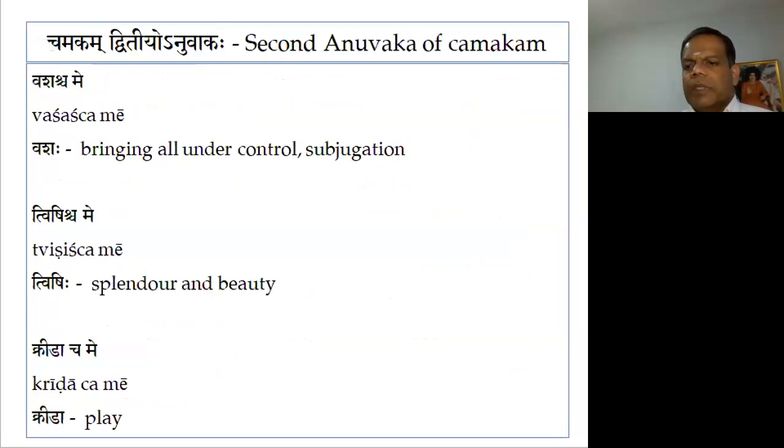Okay, let's look at the next mantra. Vashaschame.